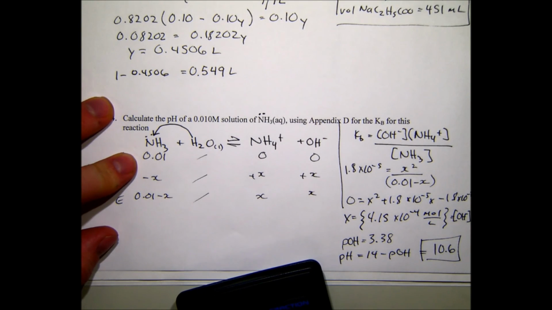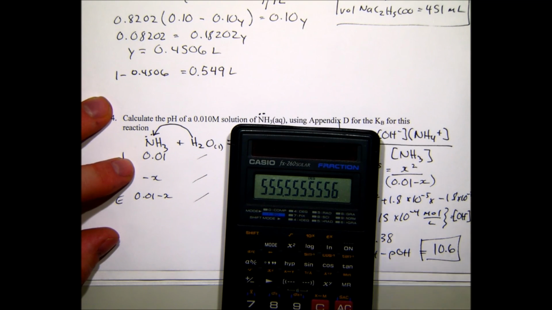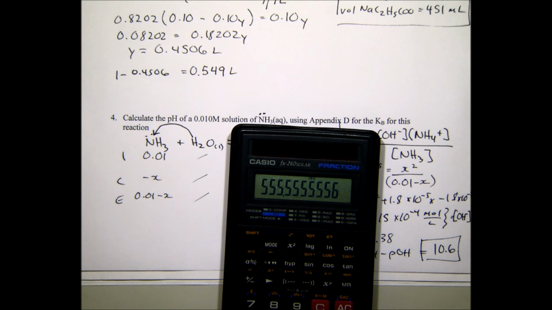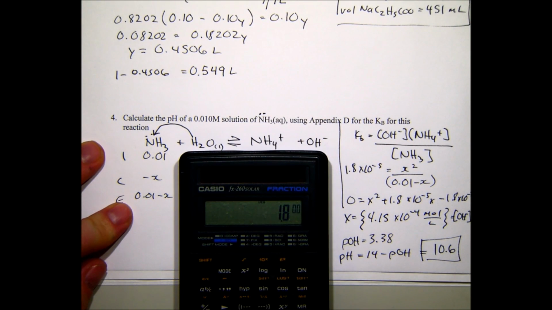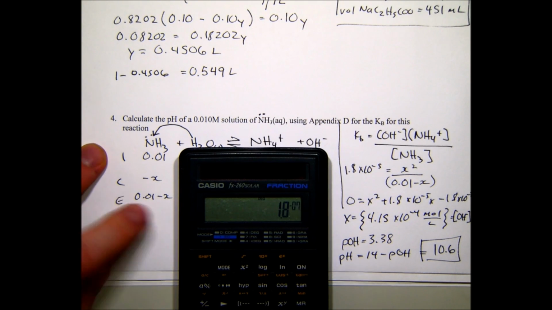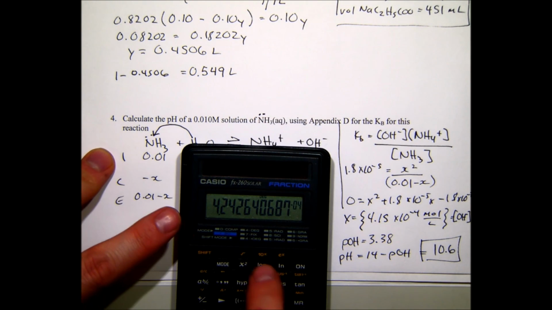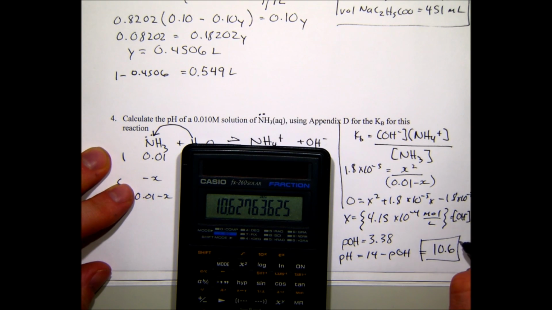If we go and check to see if we could have ignored x, we see that we're at 555. It is just at that point where you've got to make a judgment call. If you didn't ignore x, you're at 10.6, which is the same.